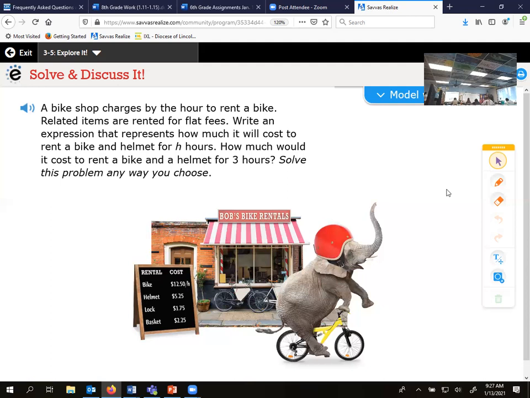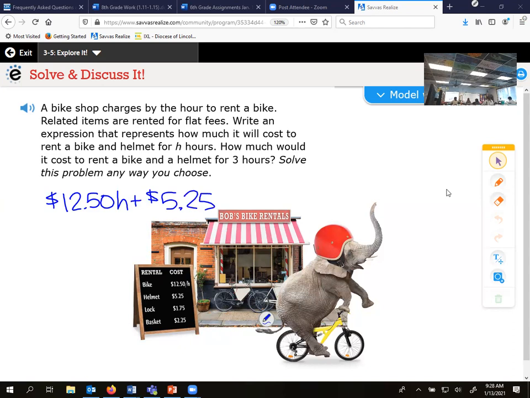Okay, two-part question. We've got to write an expression and then figure out what 3 hours cost. So what would be an expression to represent the cost of renting a bike and a helmet for 8 hours? Maggie, what do you want? 12.50 times 8 plus 5.25, because the helmet costs $5.25.